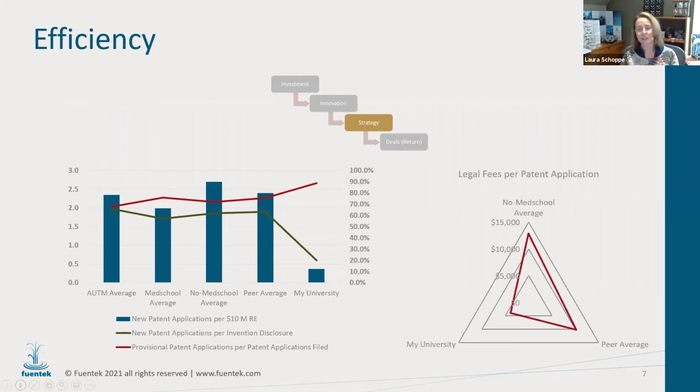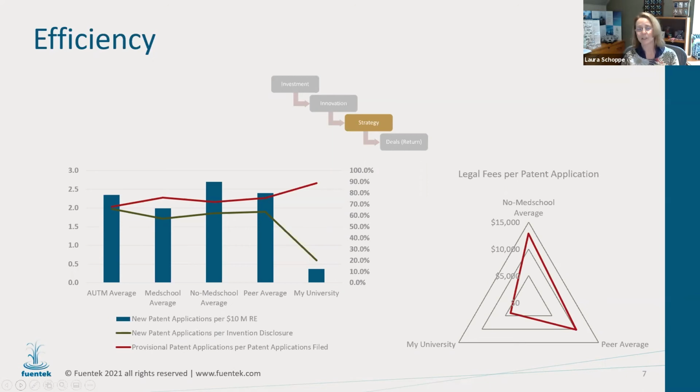Now, that can be for a whole bunch of reasons. And if I look at an additional metric on my patenting fees or my legal fees per patent application, it's also indicating that I probably have a very low patent budget. And that includes that I'm not getting a lot of reimbursable patent expenses back in my licenses. So that's a flag that this might be an area that I could do better.